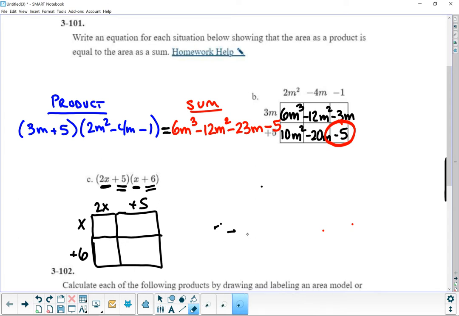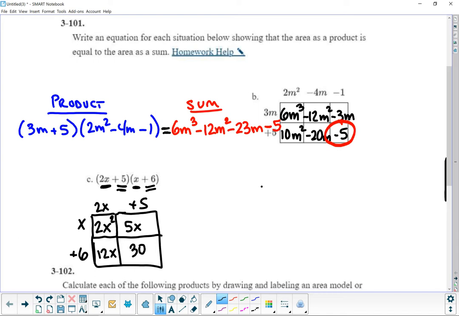And you're going to go ahead and complete your area model by multiplying it out. So inside the area model, we have x times 2x is 2x to the second power. X times 5 is a 5x. 6 times 2x is a 12x. And 6 times 5 is a 30.